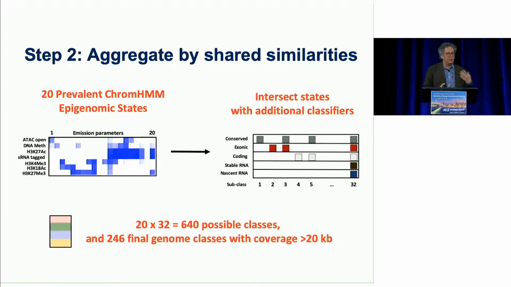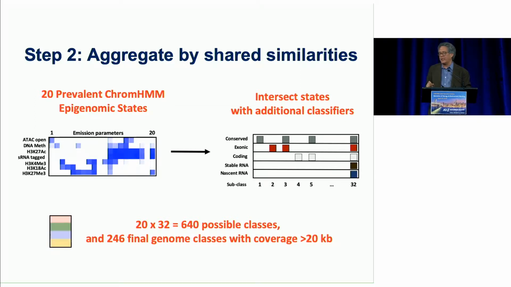The way we did that is we used ChromHMM, the hidden Markov model for looking at chromatin states, and intersected this with a variety of different genomic annotations, including some of the genomic data we have, like stable RNA or coding regions and exonic regions. Essentially, when we did this on our data set, you can get about 640 possible classes, but only 246 include elements that together make up at least 20 kb of the genome. So the others are essentially empty sets. They're very unique, or they only make up a really small fraction of the genome.